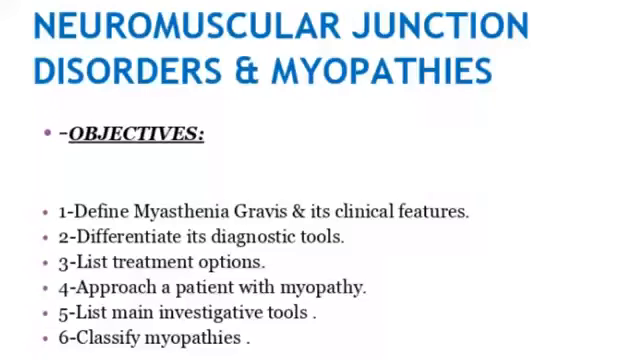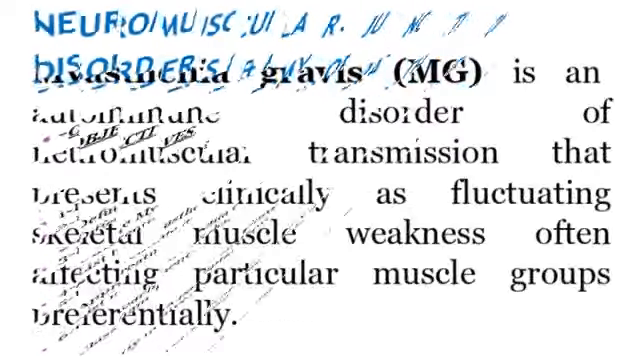Bismillah ar-Rahman ar-Rahim. The lecture today, which is the last lecture, is about neuromuscular junction disorders and myopathies. Objectives of this lecture are to define myasthenia gravis and its clinical features, to differentiate its diagnostic tools, to list the treatment options, and to approach a patient with myopathy, list the main investigative tools, and lastly classify myopathies.